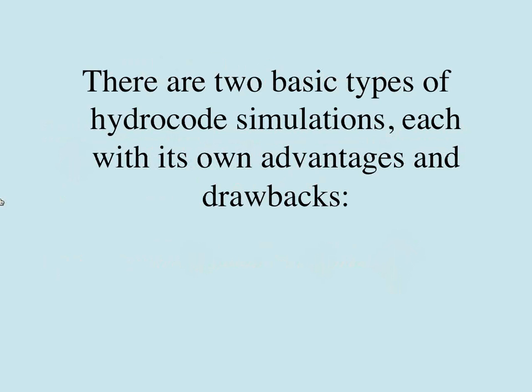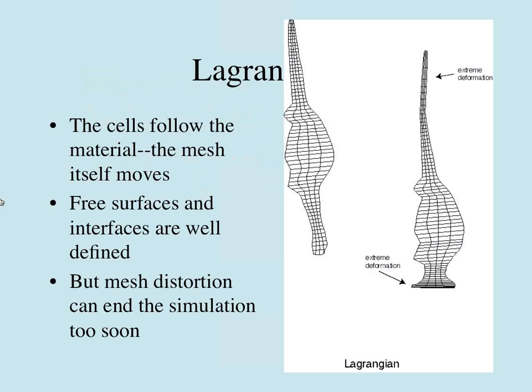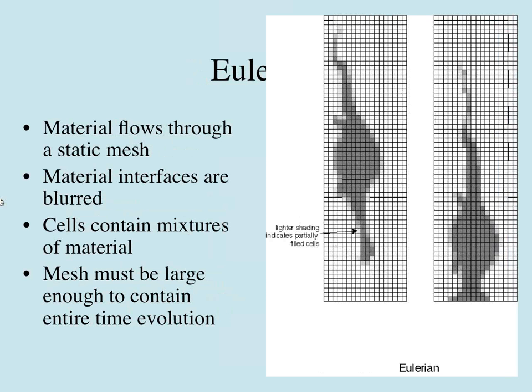There are 2 basic types of computer hydrocode simulations, each with advantages and disadvantages. There's the Lagrangian type calculation, in which the material follows the cells. Interfaces are well resolved, but mesh distortion can very quickly end the calculation. When it becomes too distorted, the calculation can no longer proceed.